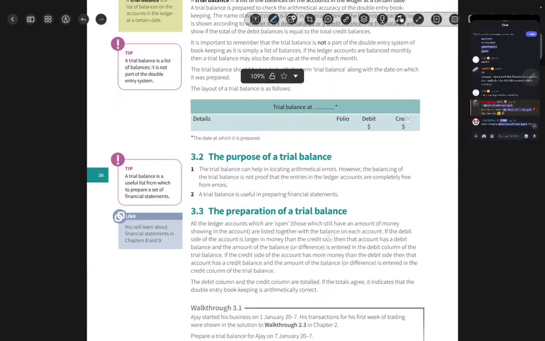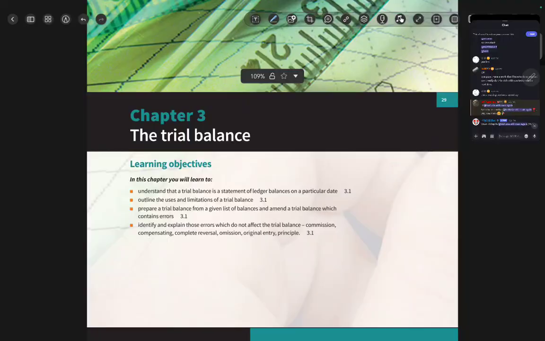Anyways, chapter 3, trial balance. We will skip this part.